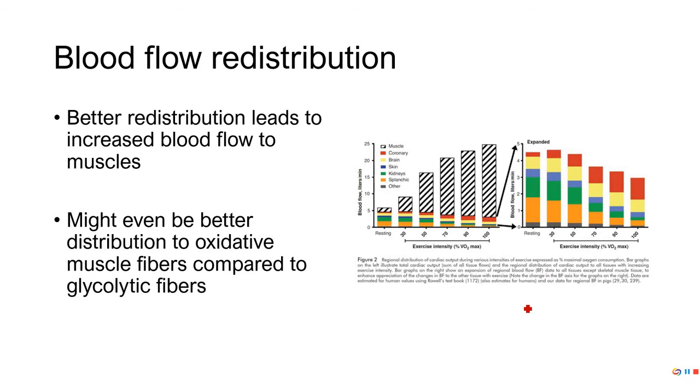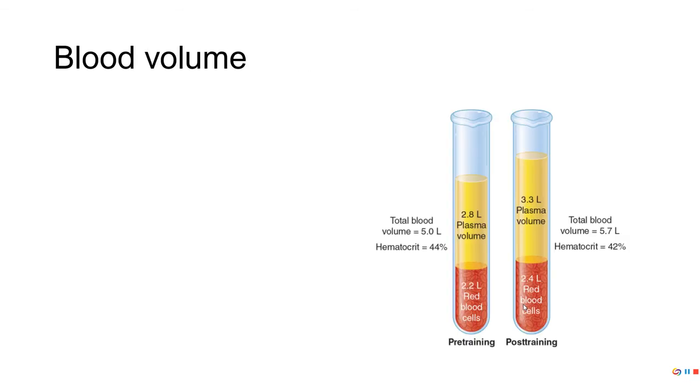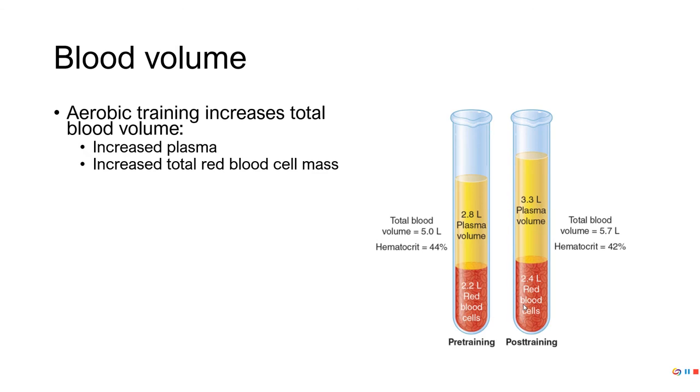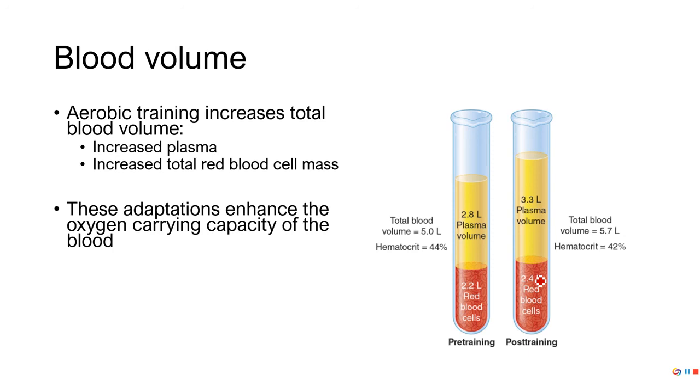The last thing is blood volume. Okay, when we exercise, we increase our total blood volume. We do this two ways. One, we increase our plasma volume. Okay, so in this case, we're going from 2.8 to 3.3. We also increase the total number of red blood cells that we have. So in this case, we're saying we have 2.2 liters of red blood cells, and after training, we go up by 10% to 2.4.